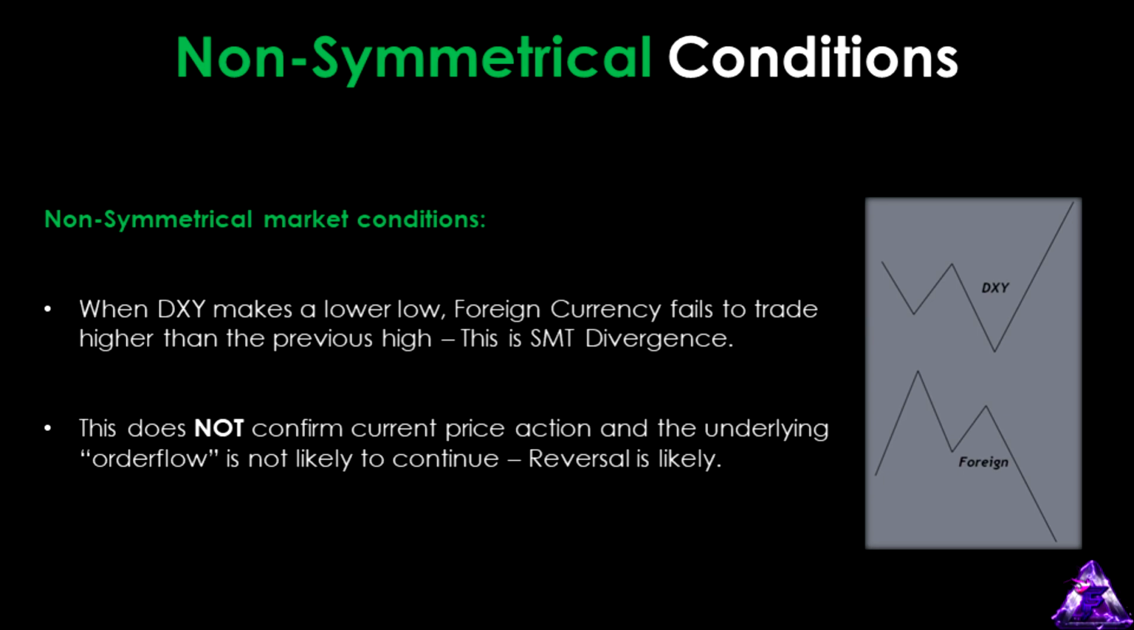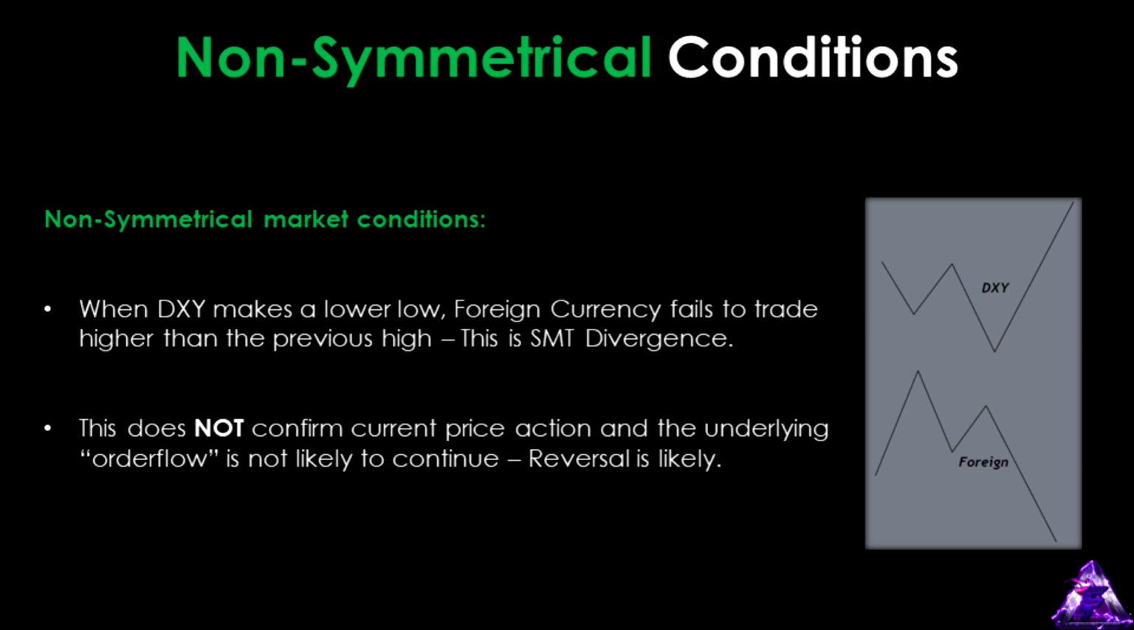In a non-symmetrical market condition, when the DXY or the benchmark asset makes a lower low, and the foreign currency or underlying asset makes a lower high, but fails to trade above its previous high, this is what we call a divergence or discrepancy in price. This indicates that there is a smart money tool or smart money technique divergence. Such a non-symmetrical structure suggests manipulation by market makers, indicating that the current price action is not confirmed and a potential reversal could be underway.